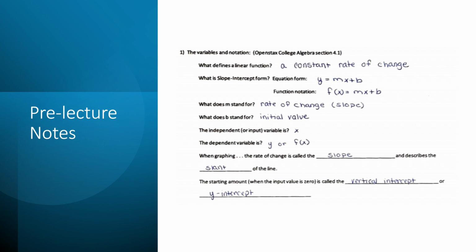Sometimes the equations are given in function notation, so the y value is replaced with the notation f of x, and it has the same meaning as the y or the output. In this equation, the m is where you put the rate of change, which can also be called the slope. The b stands for the initial value. The x variable is the input or independent variable, and the output or dependent variable is y or f of x. When you are graphing, we refer to the rate of change as the slope because it describes the slant of the line. And when we are graphing, we refer to the b value as the vertical or y-intercept.